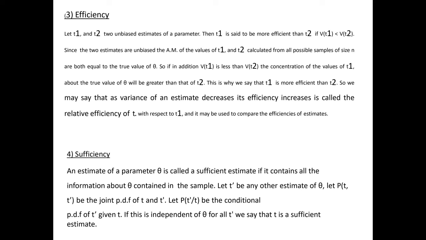The fourth property is sufficiency. An estimate of a parameter theta is called a sufficient estimate if it contains all the information about theta contained in the sample. Let T dash be any other estimate of theta and P of T, T dash be the joint PDF of T and T dash. Let P of T dash given T be the conditional PDF of T dash given T. If this is independent of theta, for all T dash, we say that T is a sufficient estimate.